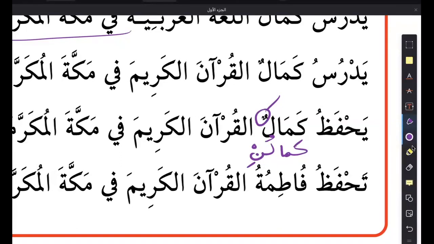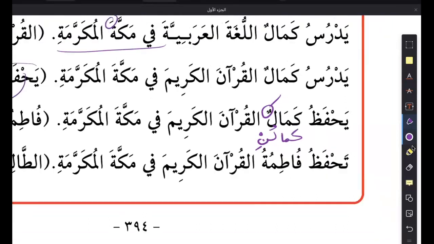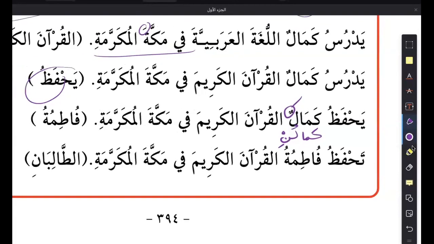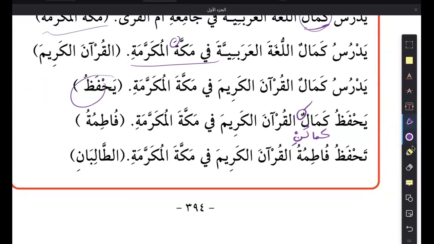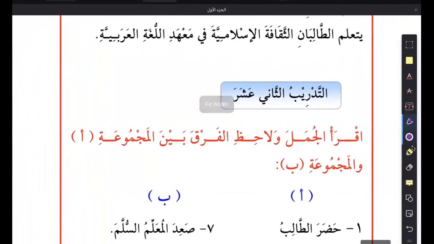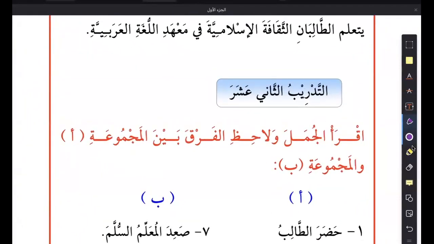Kamalunil Quran al-Kareem. Yes, excellent. Kamalunil Quran al-Kareem. Good. And most people would just say Kamalun al-Quran al-Karim. That's fine, but especially in the Quran and everything, these are the rules you need to know. So I think it's easy, inshallah, you can do them. Then we have At-Tadrib al-Thani Ashar, which is the 12th exercise.